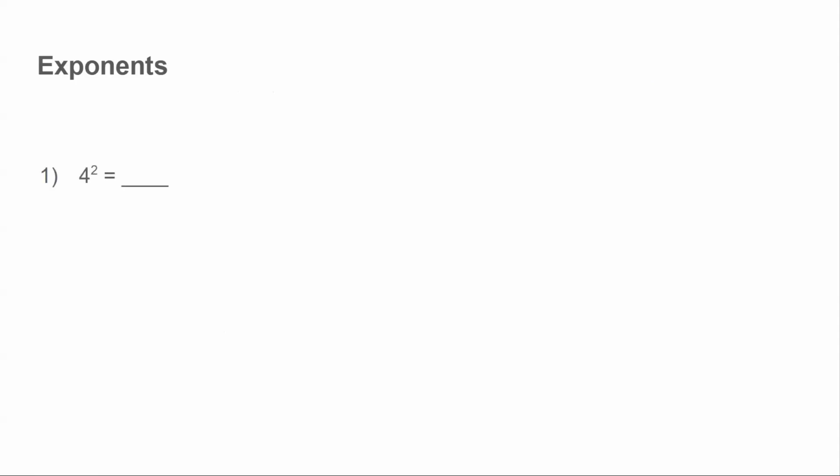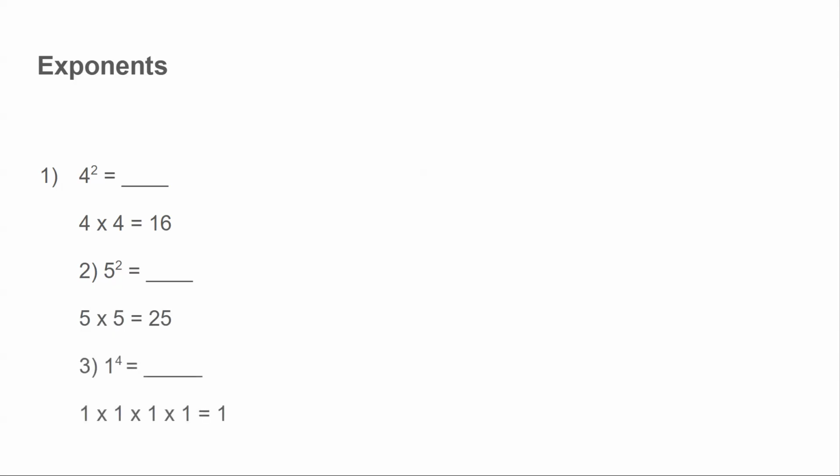4 squared, or 4 to the second, is 4 times 4, which is 16. 5 squared is 5 times 5, which is 25. 1 to the fourth is 1 times 1 times 1 times 1, which is 1.